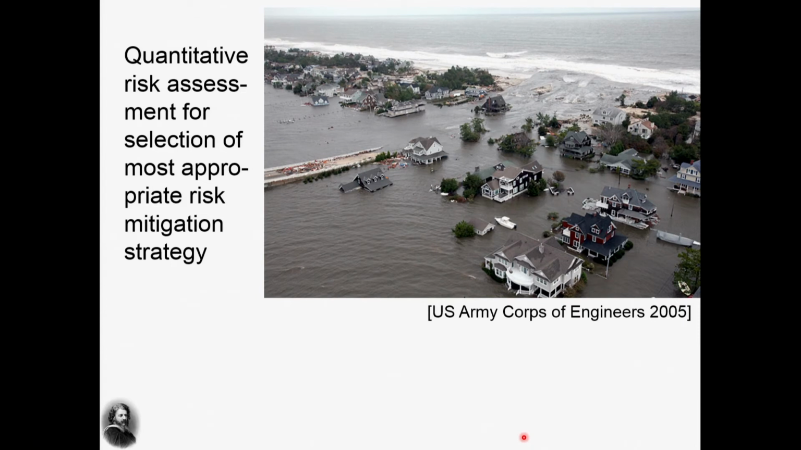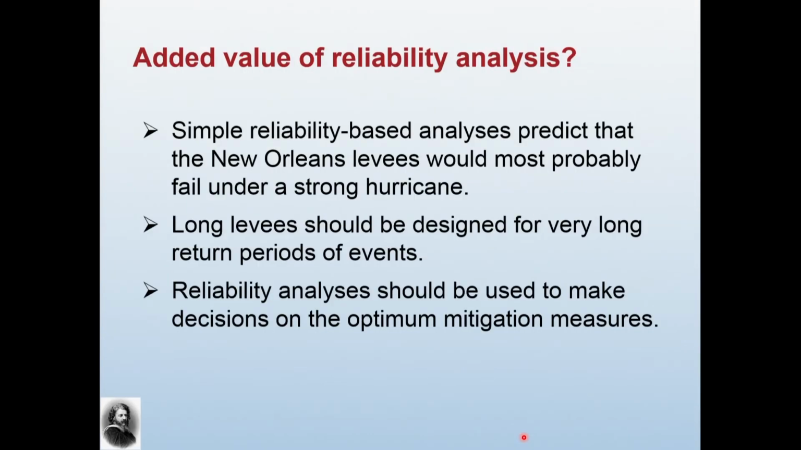Quantitative risk assessment should also be used for the selection of the most appropriate risk mitigation strategy. The added value of this analysis is simple reliability-based analysis. They did predict that the failure would occur. And the long levee should be designed for very long return periods if you don't want to have an overtopping event. And then I would suggest that one use reliability analysis also to select the optimum mitigation measure.